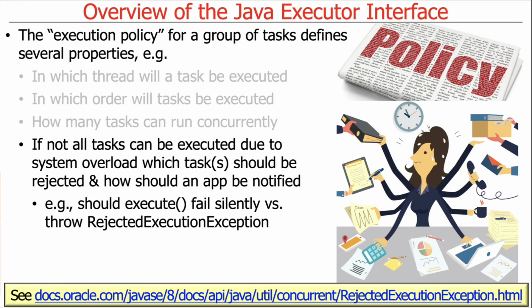Another question is, what happens if you have too many tasks for your system to handle? Should it just fail silently? Should it throw some kind of rejected execution exception? These are also choices that you get to make as someone using the Executor framework as to what you want the behavior to be.